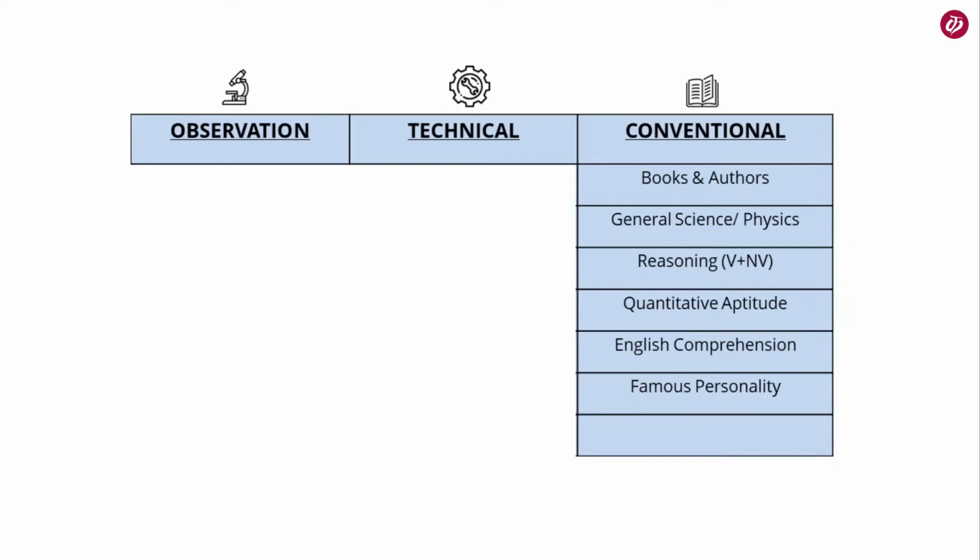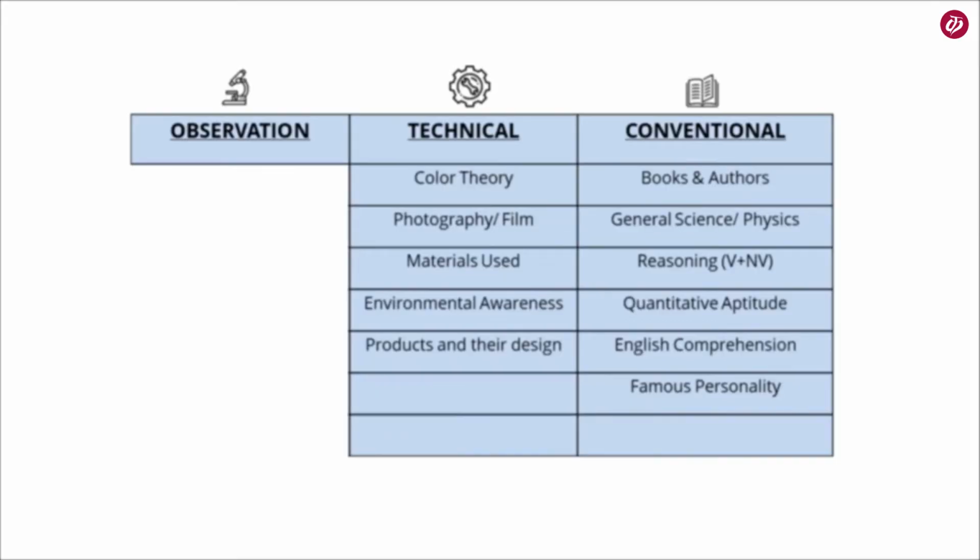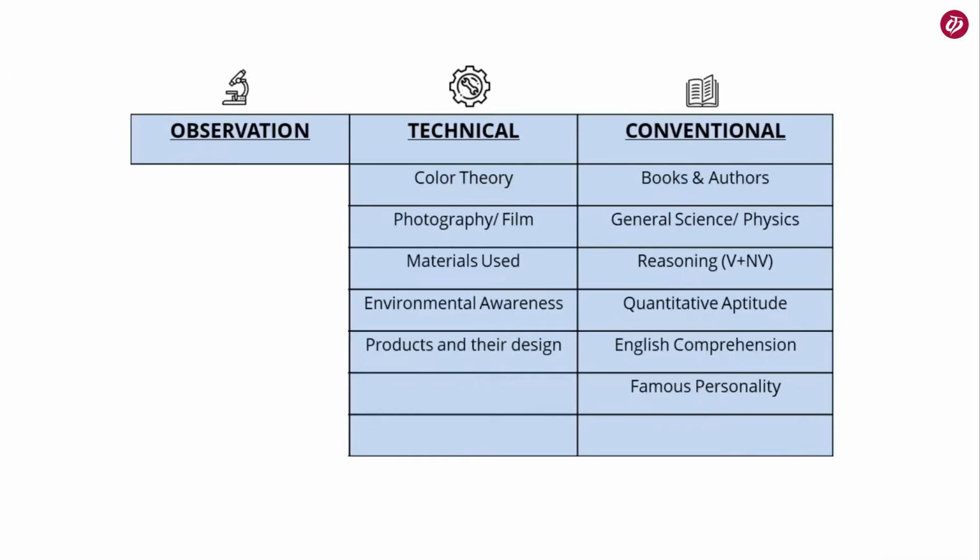The second category is jargon-based questions. These are questions which you cannot answer until and unless you know these particular terms or jargons. This includes topics like color theory, film and photography, or material use, etc. Now think about it this way. You cannot answer a question on the aperture of a camera if you don't know what aperture is. Or how would you answer a question on analogous color scheme if you have not read or learned it?